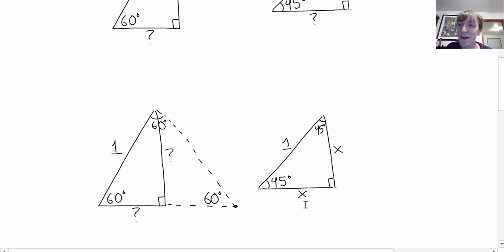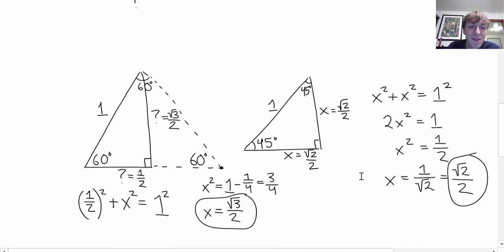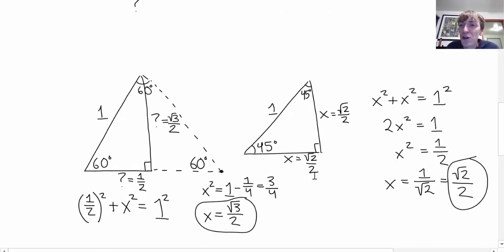Okay, so that's your hint. So see if you can fill in the question marks and fill in what x is. And again, after you pause and think about it, I will scroll down. Okay, are you ready? So here are the answers to those. And I've even shown you the algebra I've used to get them.